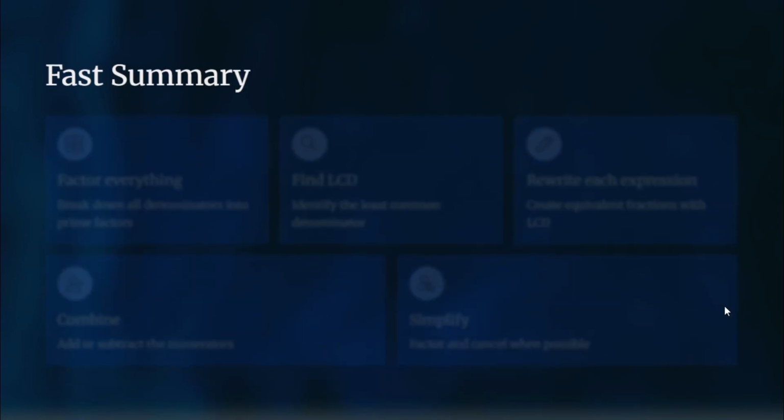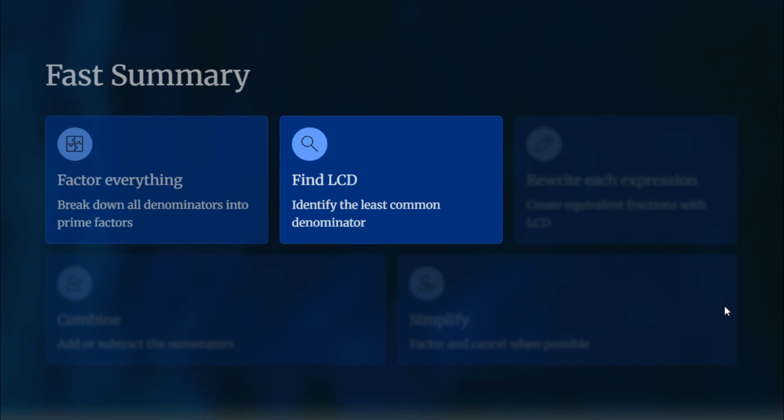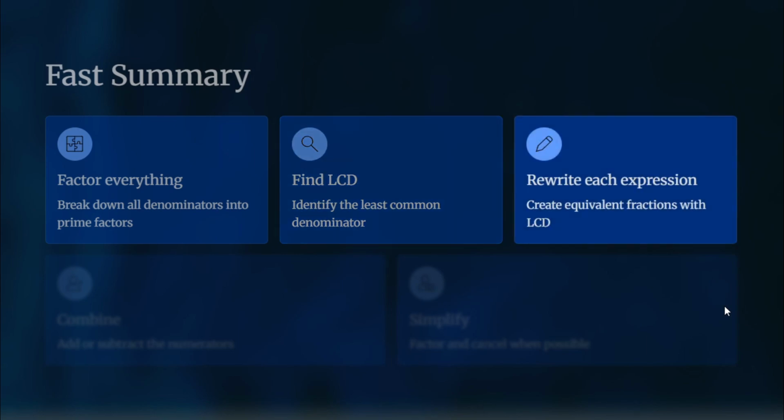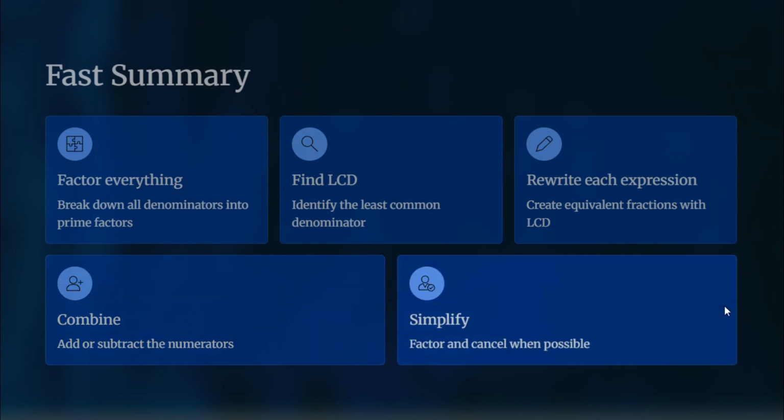So here's our key recap. You need to factor everything. Break down all denominators into prime factors. Then find the least common denominator. Then rewrite each expression by creating equivalent fractions with the least common denominator. You'll then be able to combine the numerators, so you'll be able to add or subtract the numerators, and finally simplify. You can factor and cancel when possible.